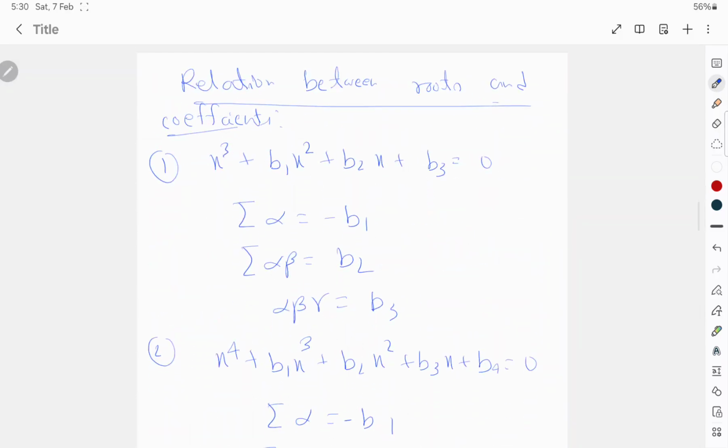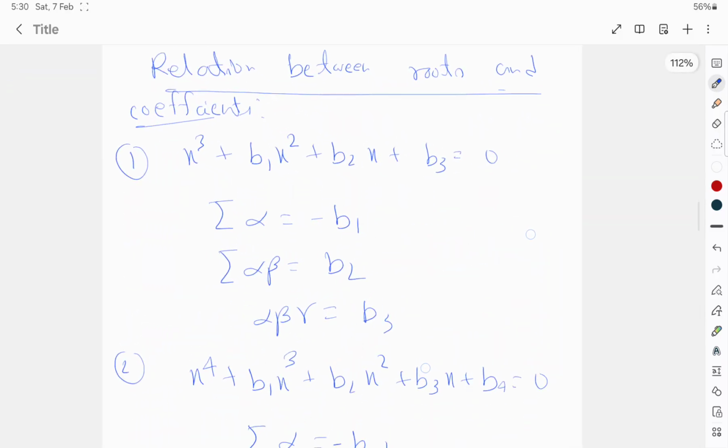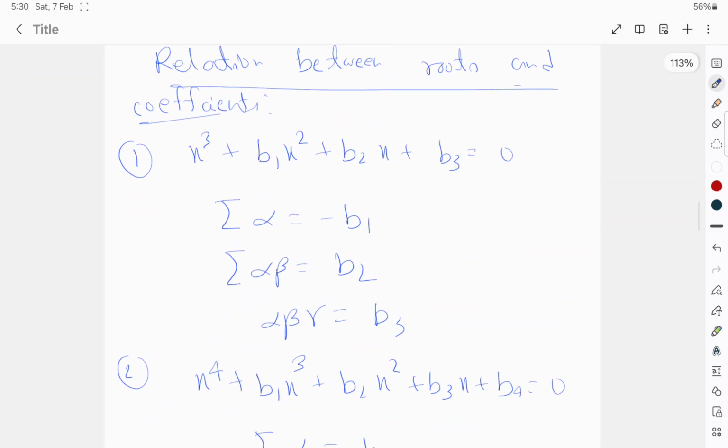Next is the relation between roots and coefficients. I think this was also discussed. I just want to note down the formulas. If you have a polynomial, suppose 2x cube plus 4x square plus 6x plus 7 equal to 0, try to divide by this 2. Then you will get an equation like x cube plus 2x square plus 3x plus 7/2.